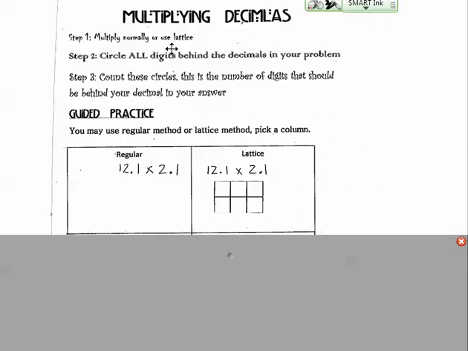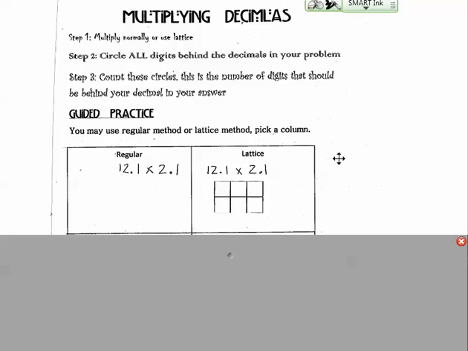So step one says multiply normally or use lattice. I'll probably be using lattice today. Step 2, circle all digits behind the decimals in your problem. Step 3, count these circles. This is the number of digits that should be behind your decimal in your answer. Okay? That's all it is to multiplying decimals. So let's practice it. You can do the regular one or the lattice one. I don't care. You'll get the same answer either way.